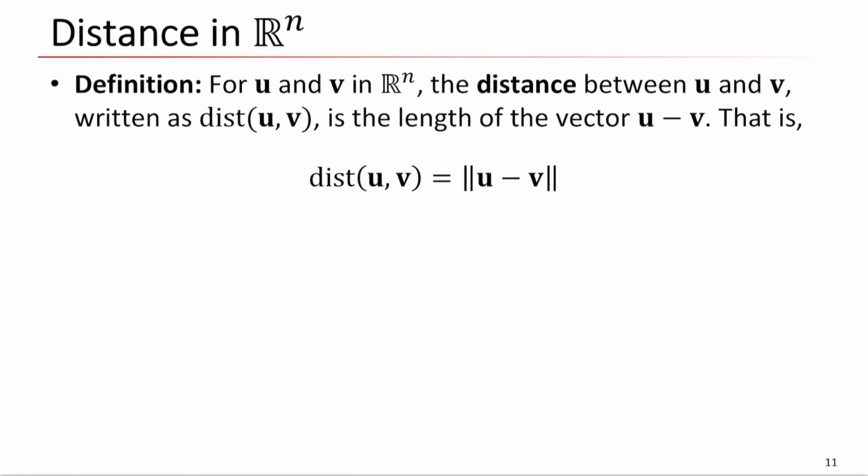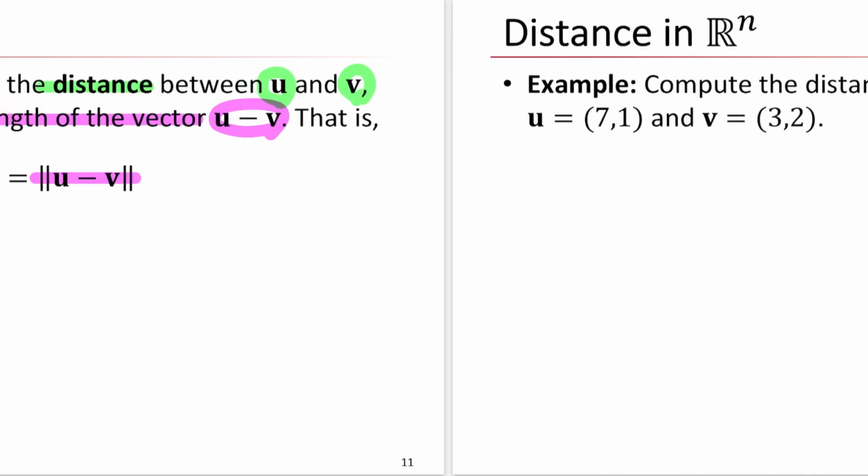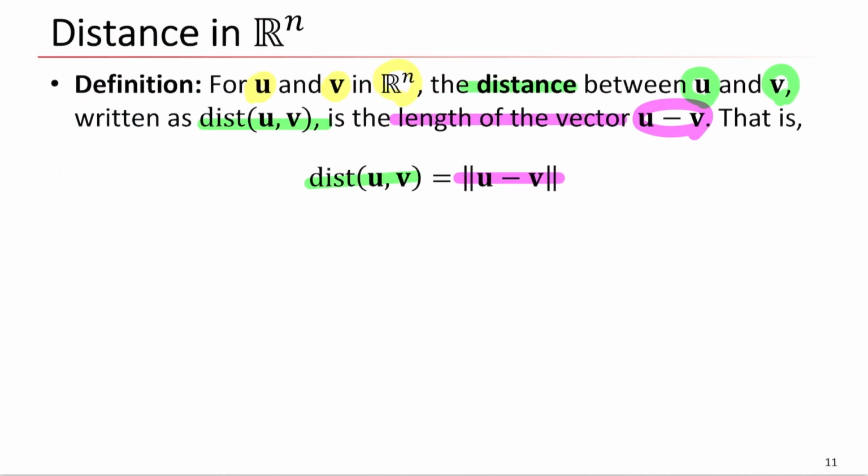So here's the definition. For vector u and vector v in Rn space, the distance between vector u and vector v, written dist(u, v), is just the length of the vector u minus v. So it means that dist(u, v) is equal to the length of u minus v. So this is the definition of the distance. Let's see what it means.